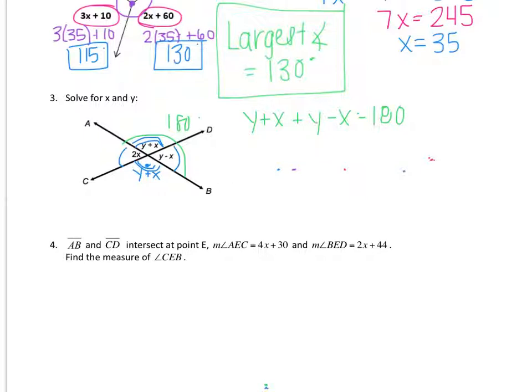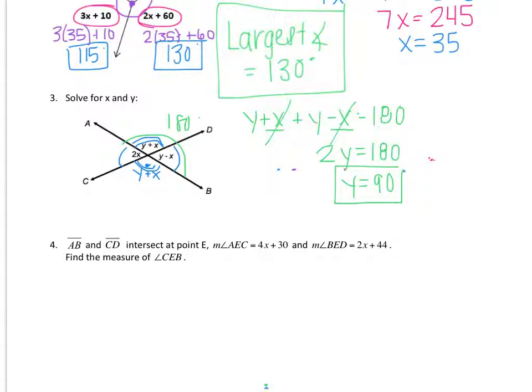So I'm just going to combine like terms and start solving. I notice that the x and the minus x are going to cancel. So then I have a total of 2y equals 180. Therefore, y is 90. So at this point I'm already halfway done. I've found y, but now I have to go back and find x.